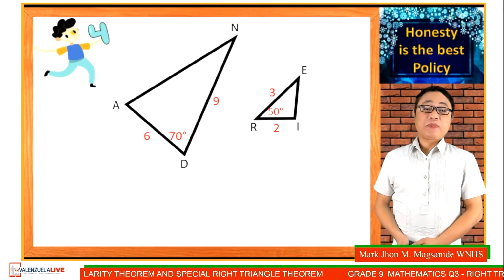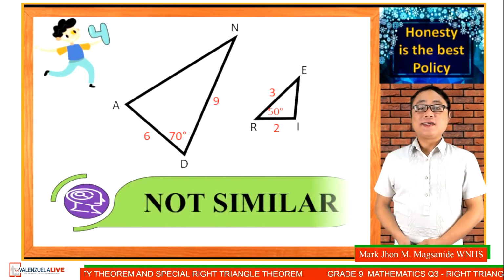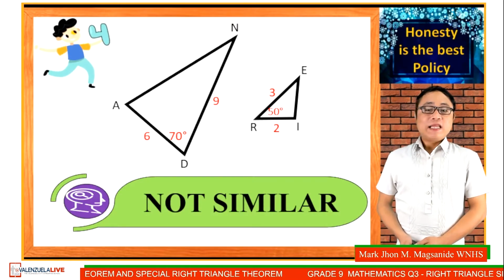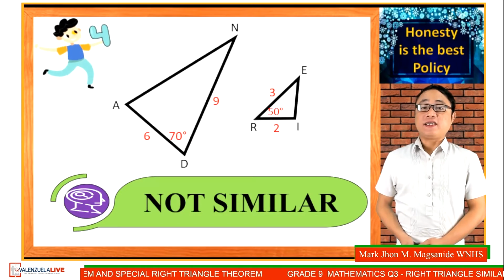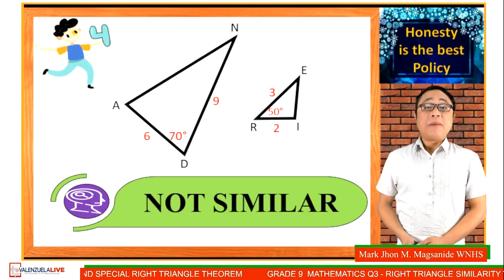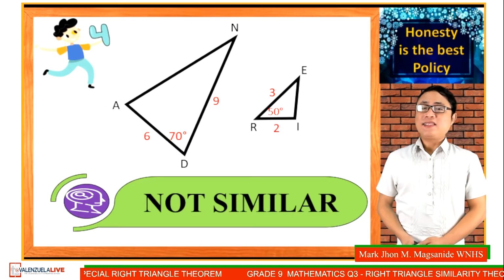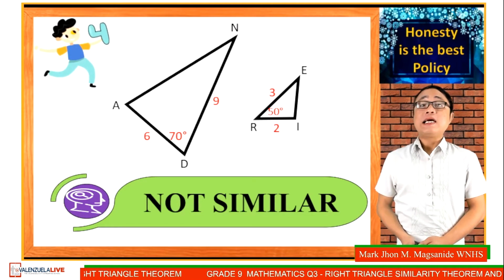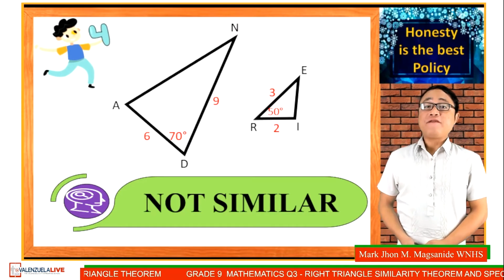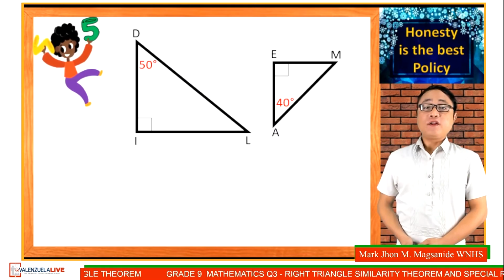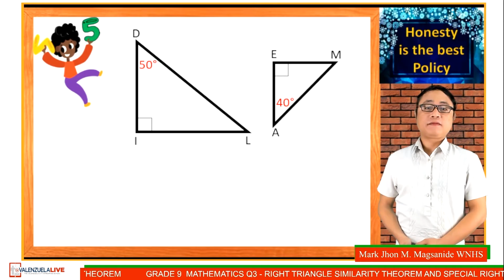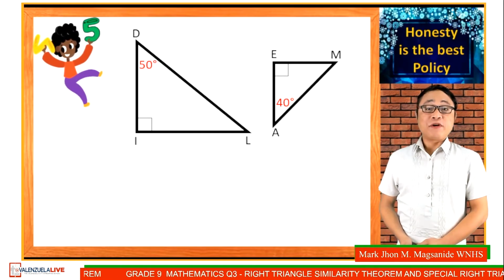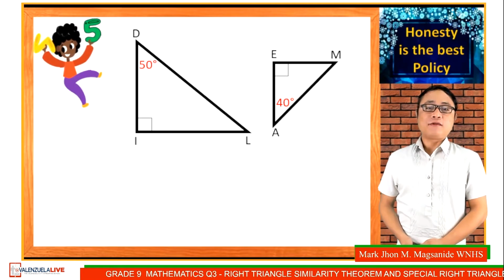Time is up. The answer is not similar. The given two corresponding sides are proportional, but their included angle is not congruent. Hence, the two triangles are not similar. Number 5, refer to the given figures. Timer starts now.